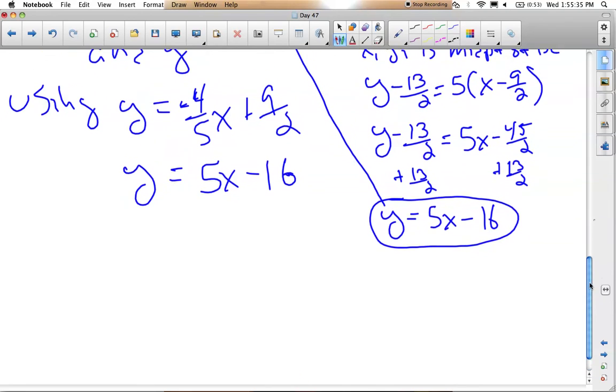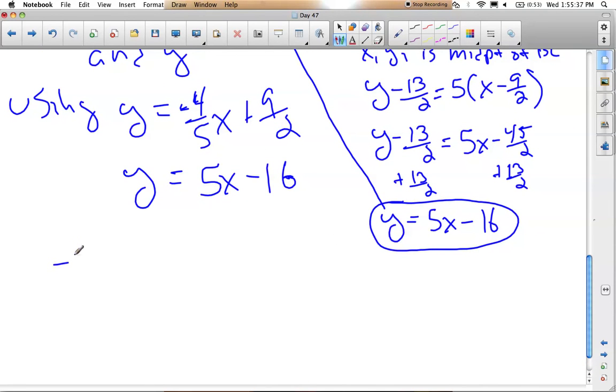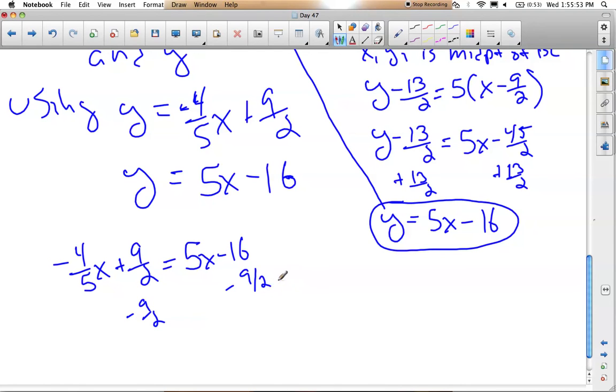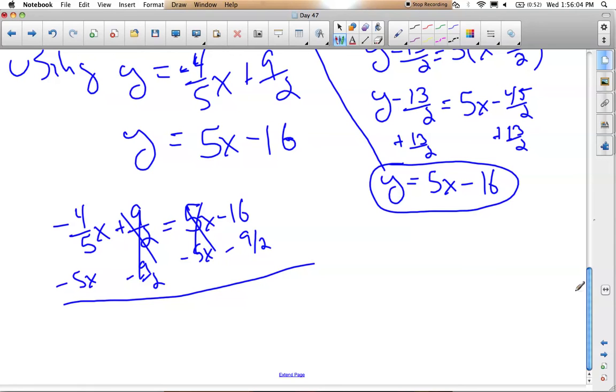So how do I solve this? Okay, it should be a system. Just set them equal to each other. Substitution. So negative 4 over 5x plus 9 over 2 equals 5x minus 16. Solving for x, minus 9 over 2, minus 9 over 2, minus 5x, minus 5x. That cancels. That cancels. Okay. Now what we have is negative 4/5. So I'm going to get my calculator out and do negative 4/5 minus 5.